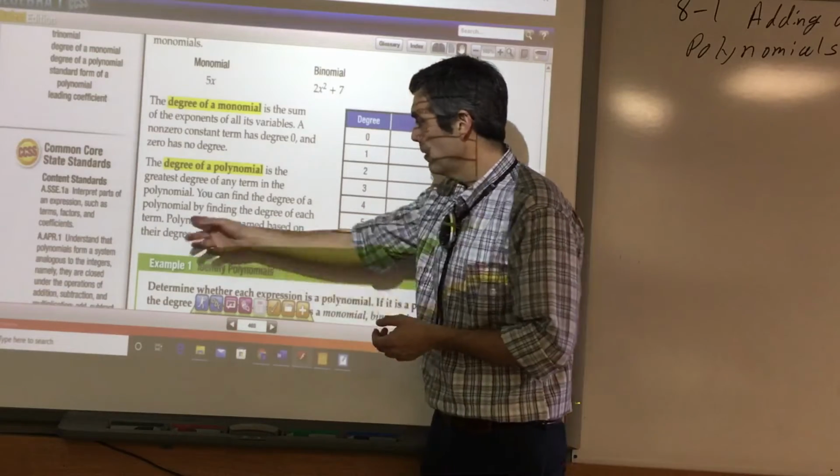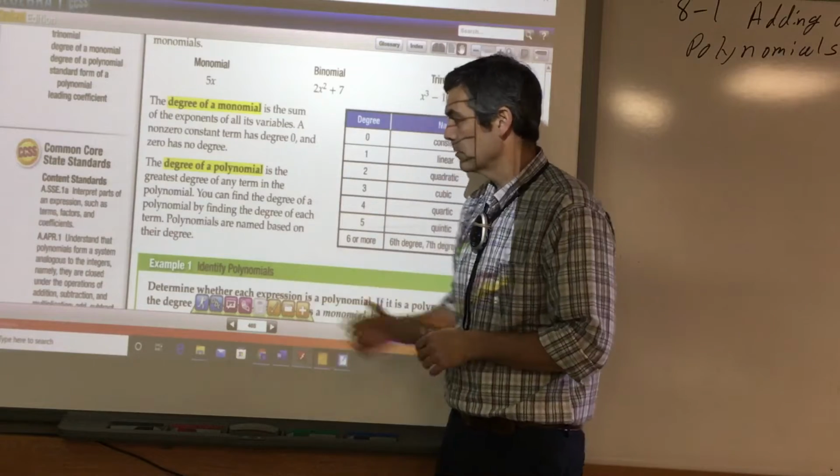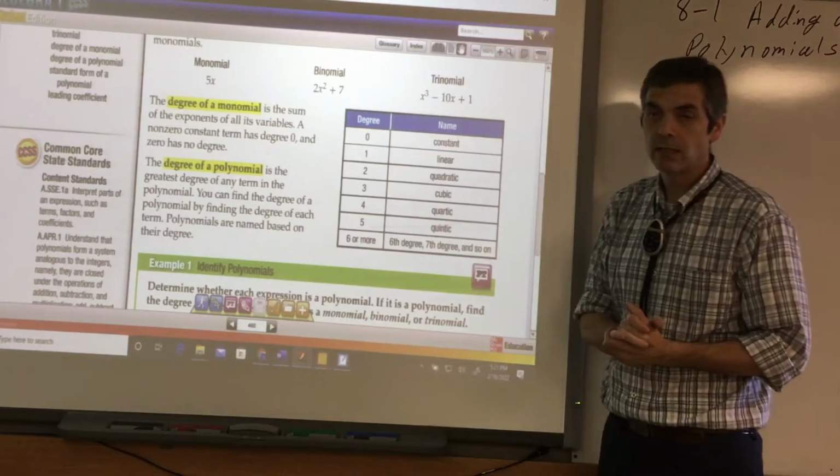You can find the degree of a polynomial by finding the degree of each term. Polynomials are named based on their degree. So that's what that is. All right?